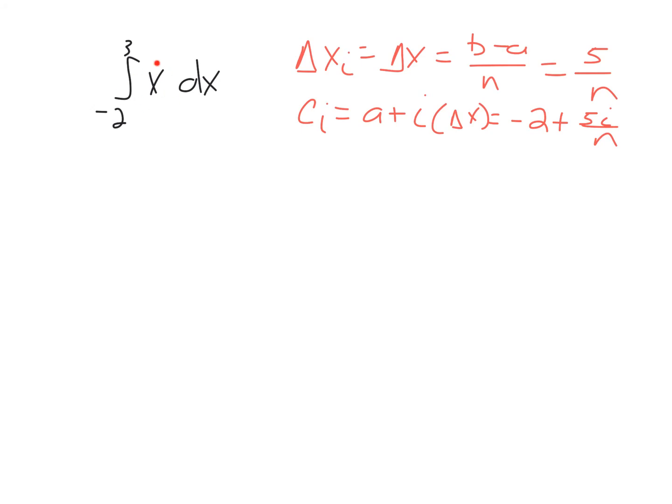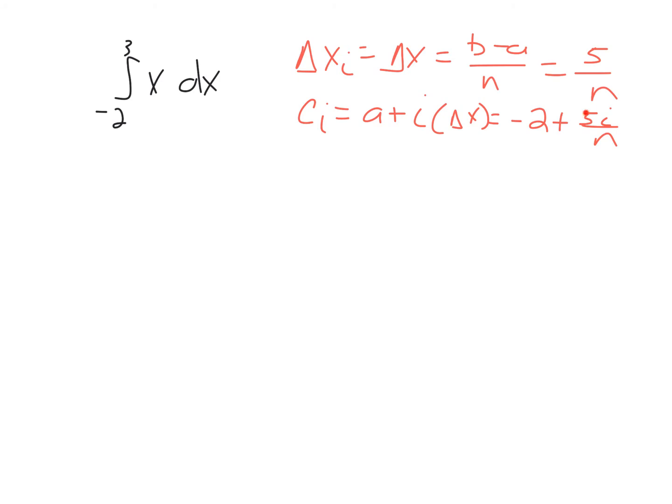So we have this definite integral right here. Some things we need to find based off our definition: we need to find change in x, which is simply the upper limit minus the lower limit. This is what we call, when we're working with a definite integral, the lower limit and upper limit. So we do this minus this, which is 5 over n. We're going to need that in order to solve. The other thing we're going to need is c sub i, which is always going to be a plus i times change in x. So it's going to be negative 2, which is a, that's a right there, plus what that is.